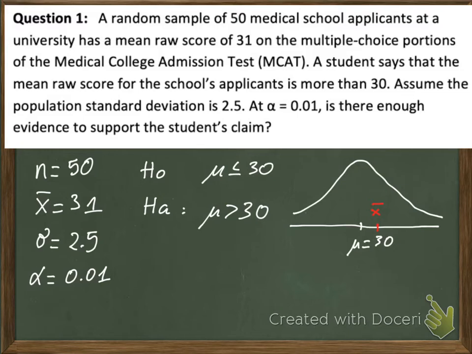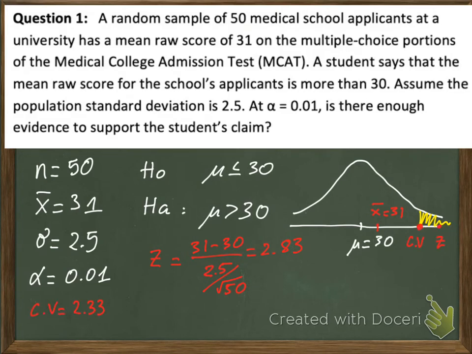So then at this point, since sigma is known, we know that we can use the z-test, and we can find the standardized test statistic z, which is 2.83. Okay. And we know that this is also a right-hand test because of the alternative hypothesis statement. And then if we want to use rejection regions, we want to find the critical values.